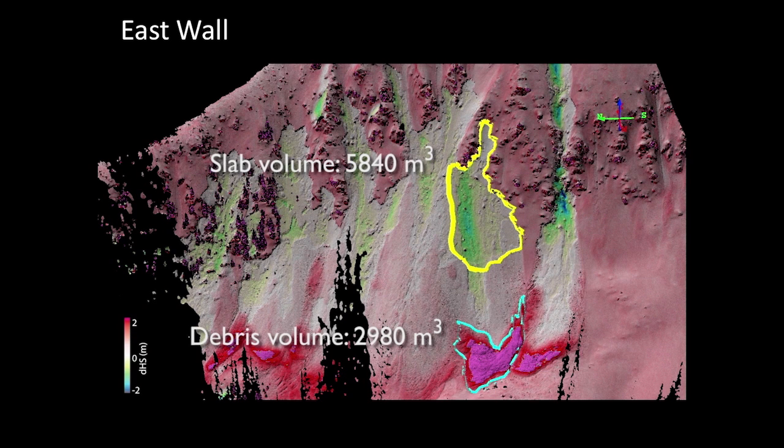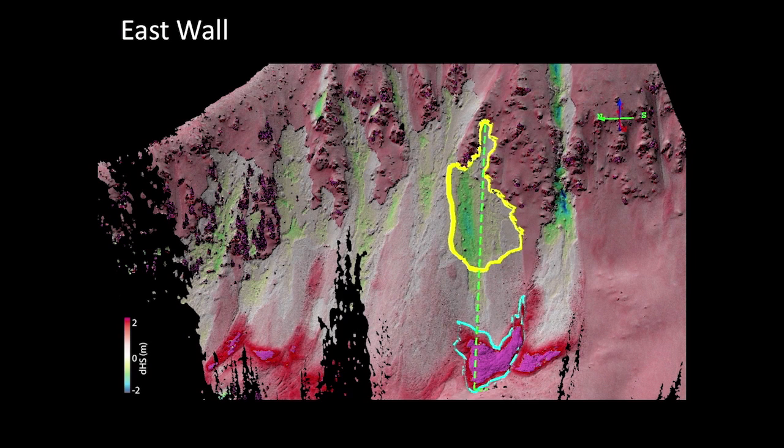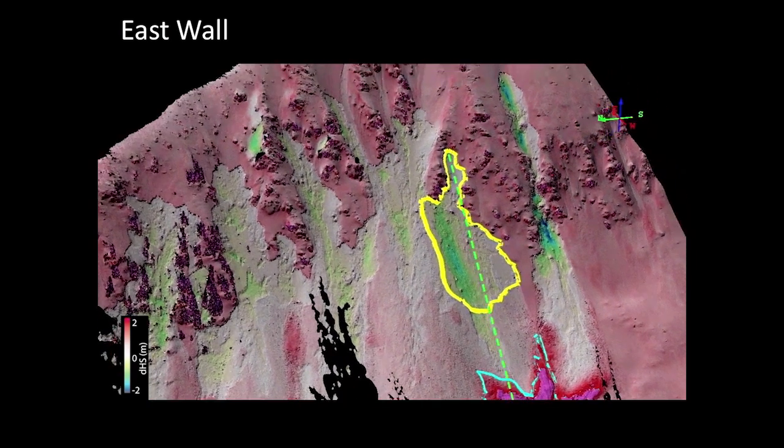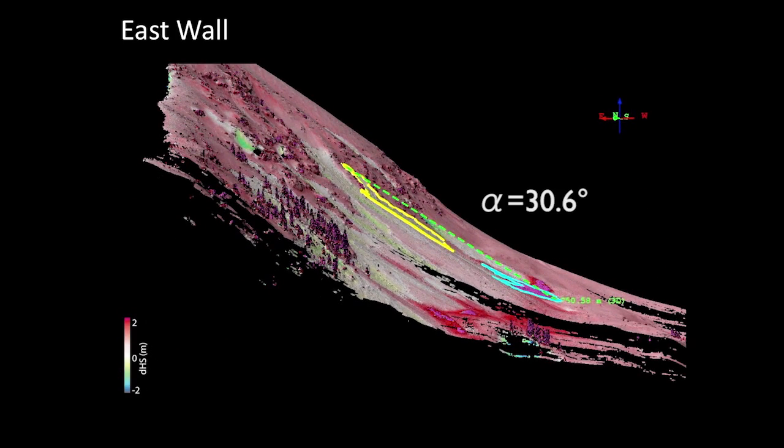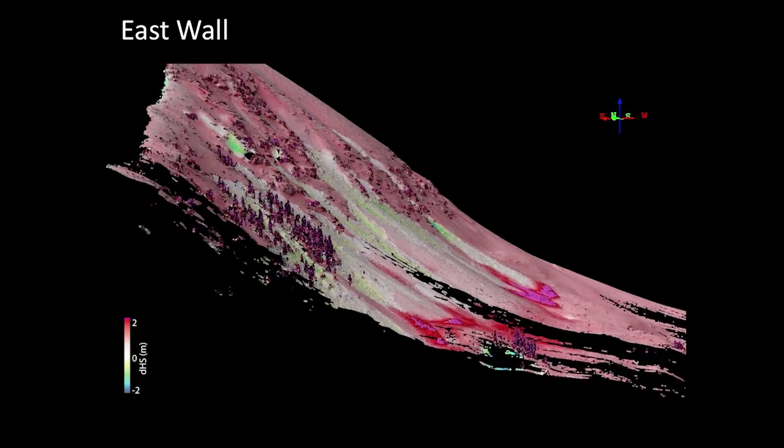We can do some other things like calculate alpha angles at pretty high precision. So there's a number of things we can do to characterize an avalanche or include this information in a digital avalanche atlas as well.